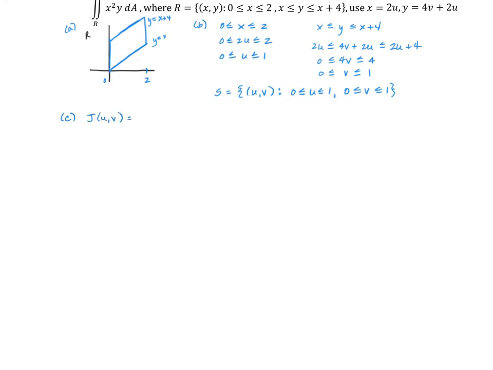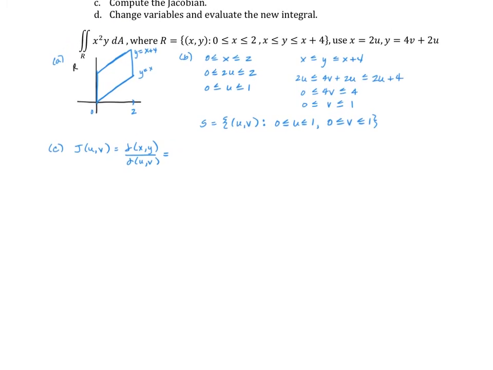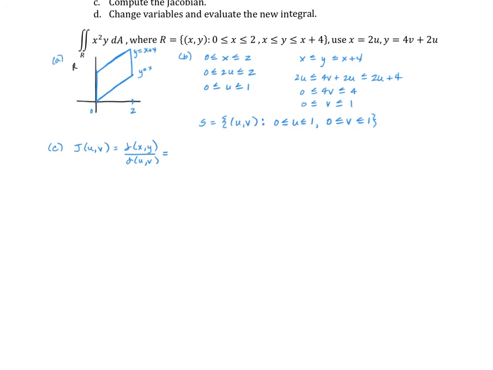When I compute the Jacobian of uv, remember that's the partial of xy over the partial of uv. And I have my Jacobian matrix, which would be 2, 0, 2, 4. Again, I'm just using the equations that x is equal to 2u and y is equal to 4v plus 2u. And that would be 8 minus 0, which is simply 8.